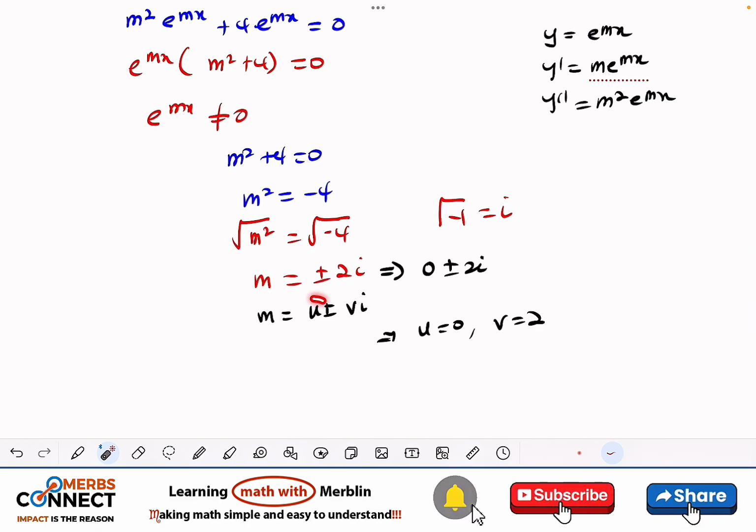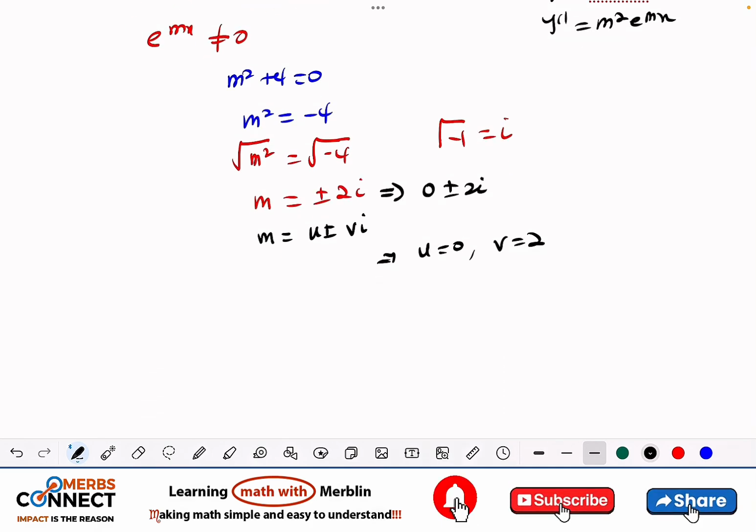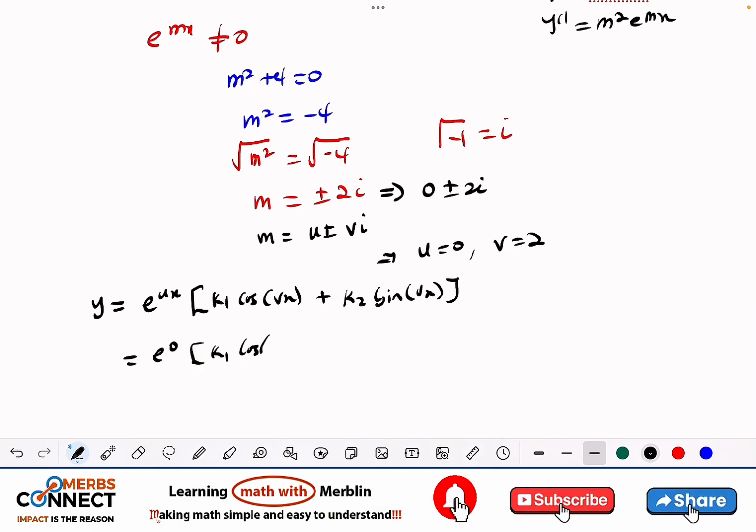But here u can be 0, and we will still be with method 3. So our general solution is going to be e to the power ux times k1 cos vn x plus k2 sine vn x. We know that vn is 2 and u is 0, so it is k1 cos 2x plus k2 sine 2x.